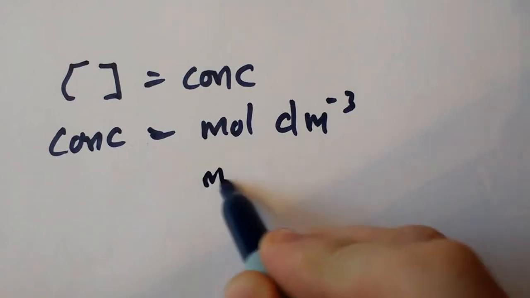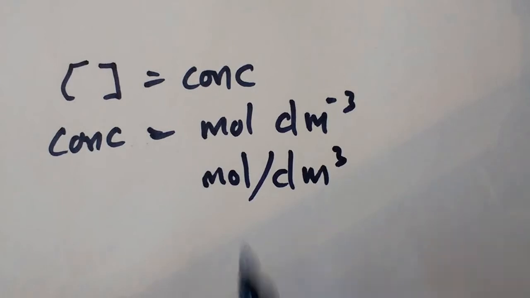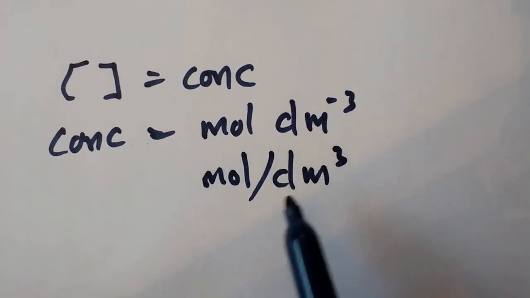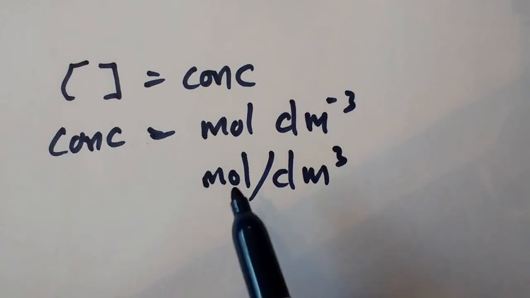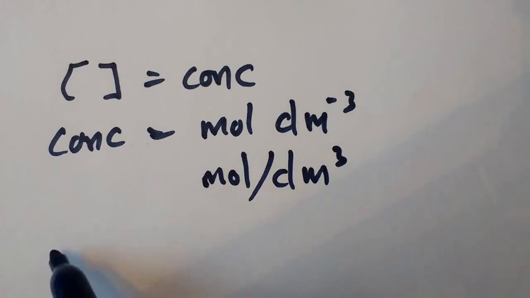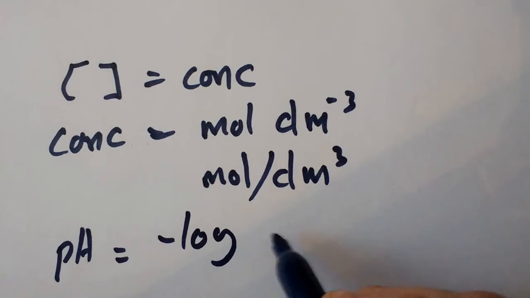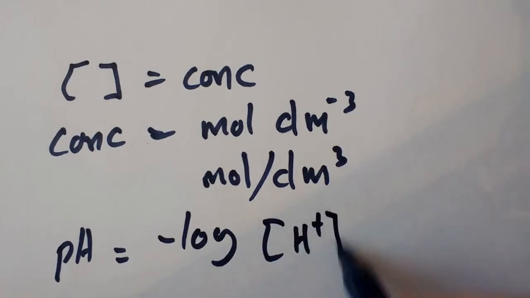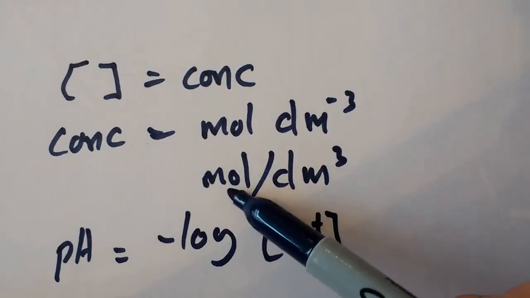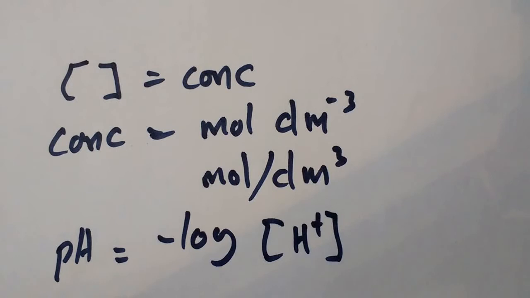It's better if you write that as moles per decimeter cubed, because it actually reminds you of the sum that you need to do later on in some of the calculations. The final thing is that pH equals minus the log of the H plus ion concentration. So basically pH is minus the log of how many moles of H plus ions you've got per litre.